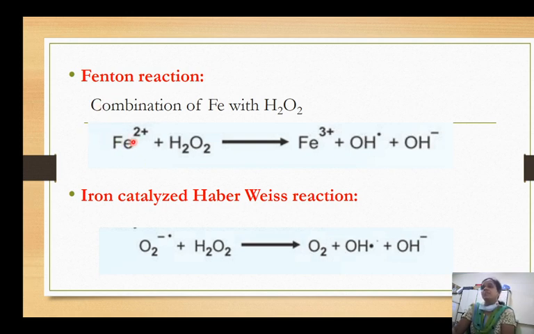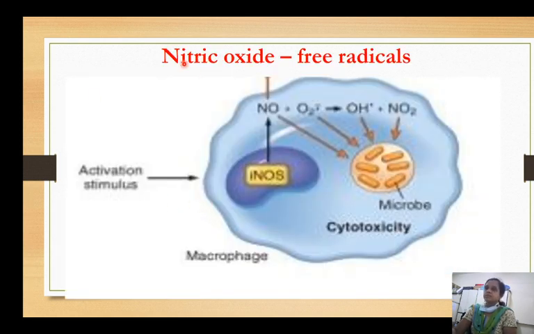So the things that help in the formation of free radicals, so that we can get protected from bacteria or other agents, are: number 1, respiratory burst; number 2, Fenton reaction; the third one, iron catalyzed Haber-Weiss reaction. So that is about the reactive oxygen species.